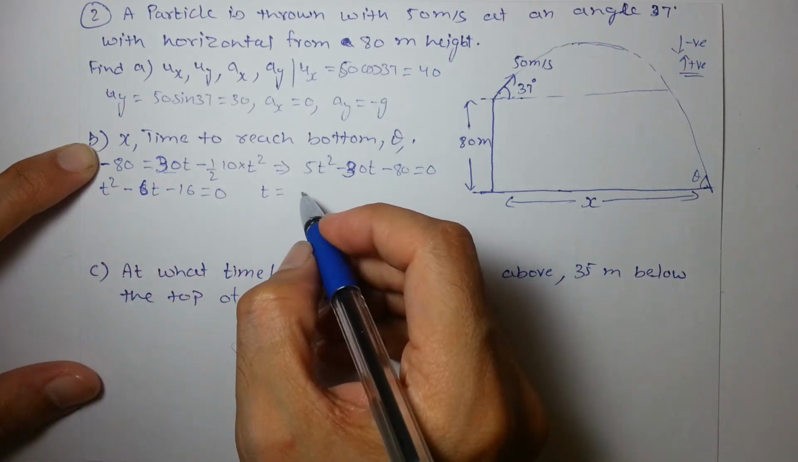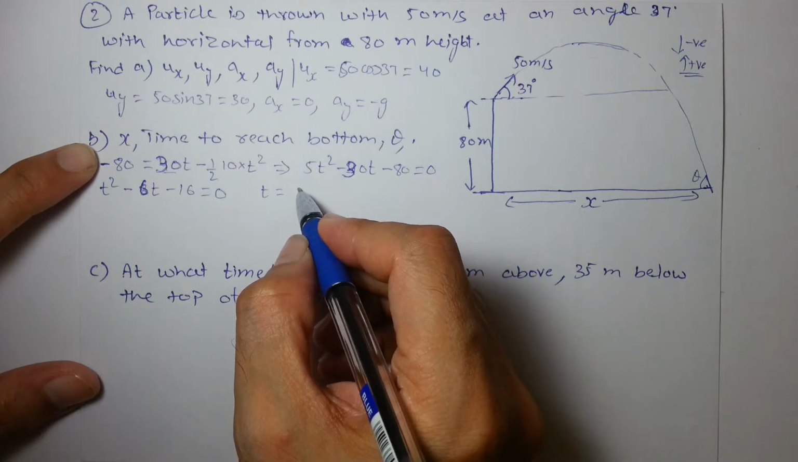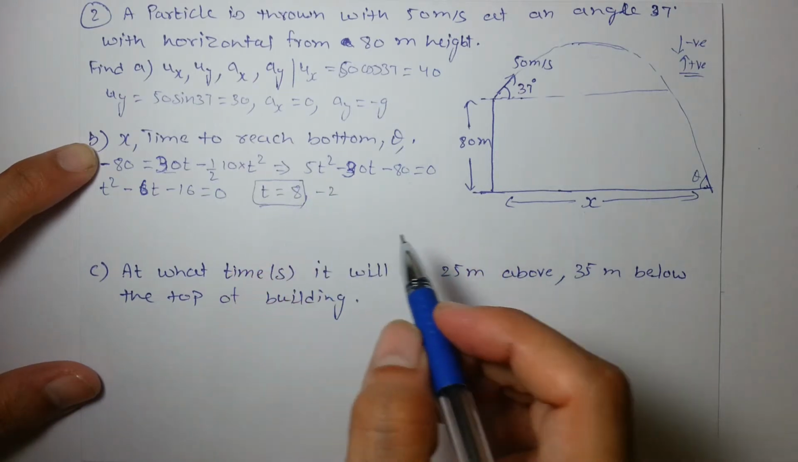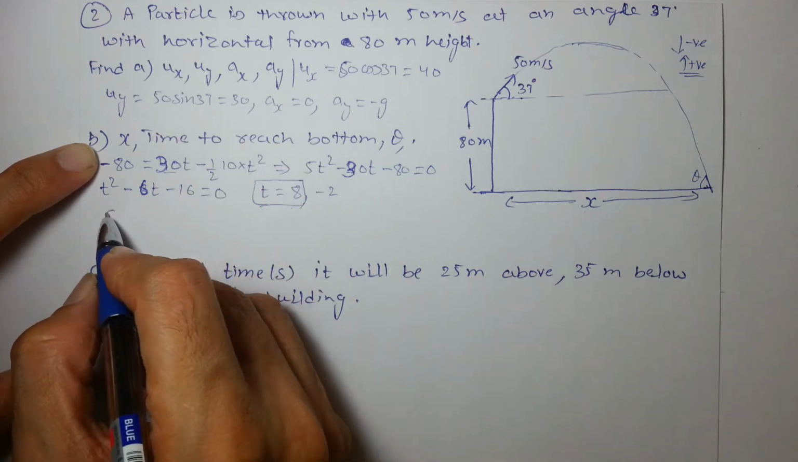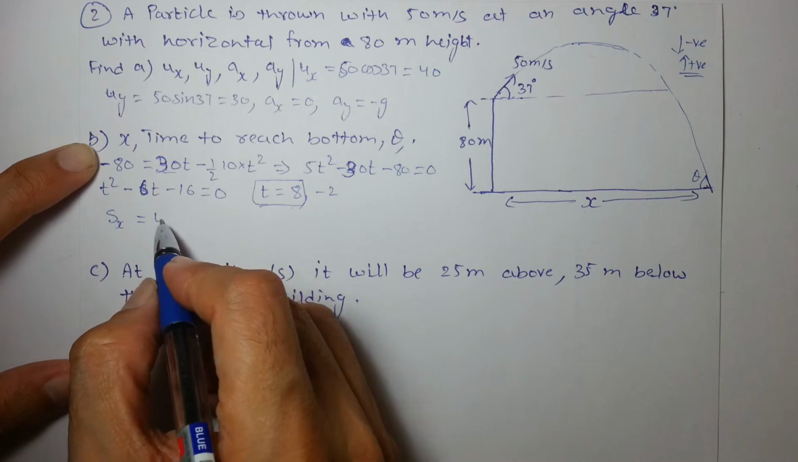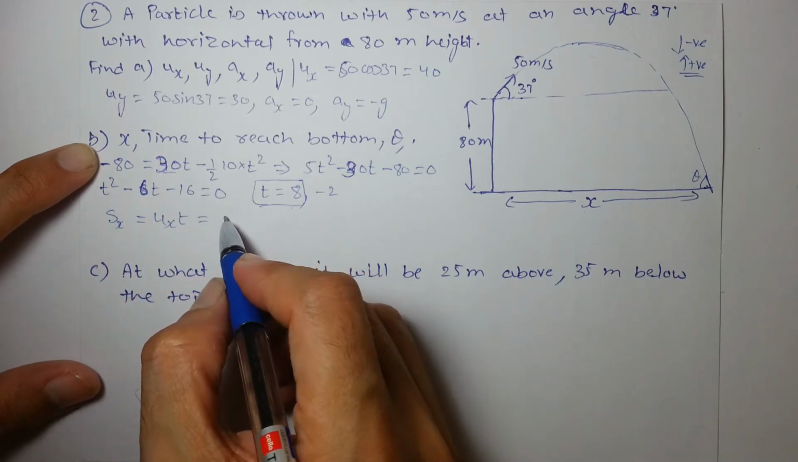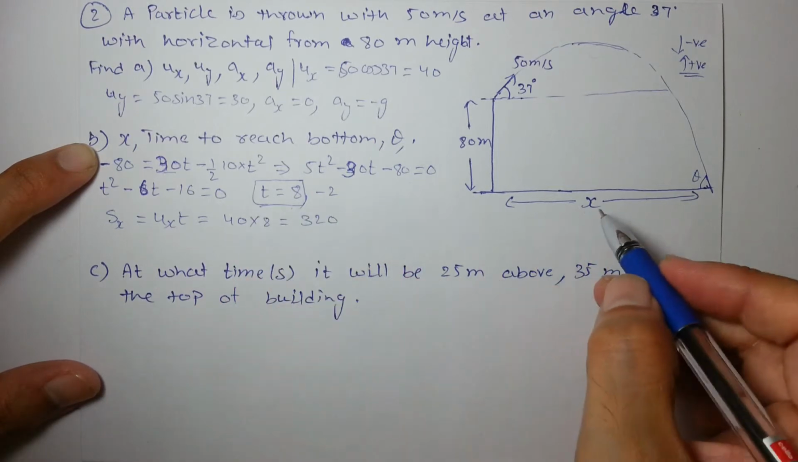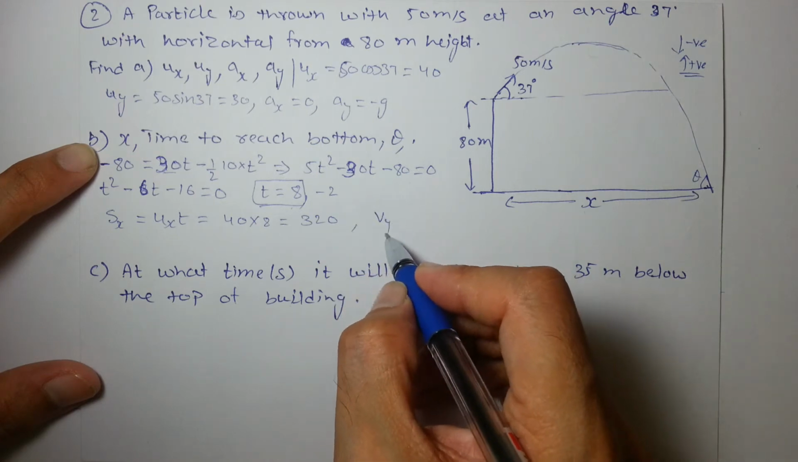Then the roots will be obviously 8 and minus 2. We will take this root only. So it will take 8 seconds to reach ground. And x, sx is ux t, as ax is not there. So ux, which was 40, into 8, so it will move 320 meter. This will be 320. And theta, for theta we need vy.